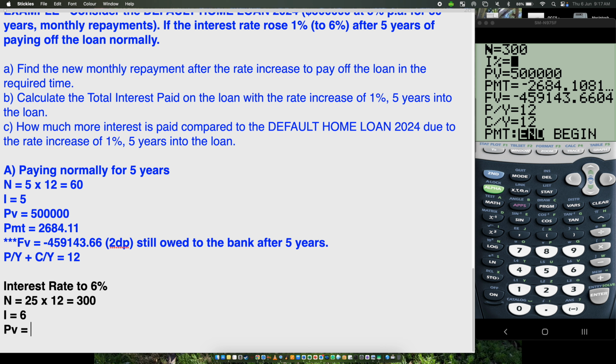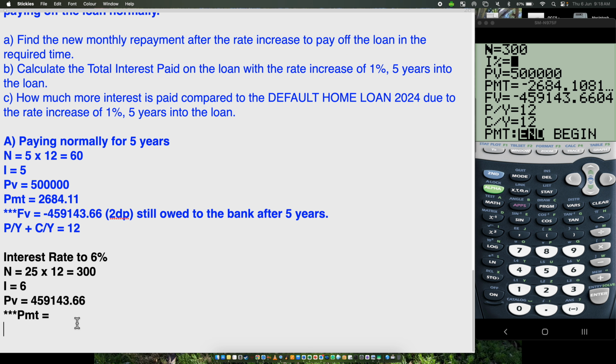PV. I'm not starting at 500 grand anymore. What's the number there that's telling me how much I owe the bank now after 5 years? Good. So that's going to be 459,143.66. PMT is what we're solving for. Why is the PMT going to change? The rate went up. What do I want to owe the bank at the end of the loan? 0. PY and CY equals 12.